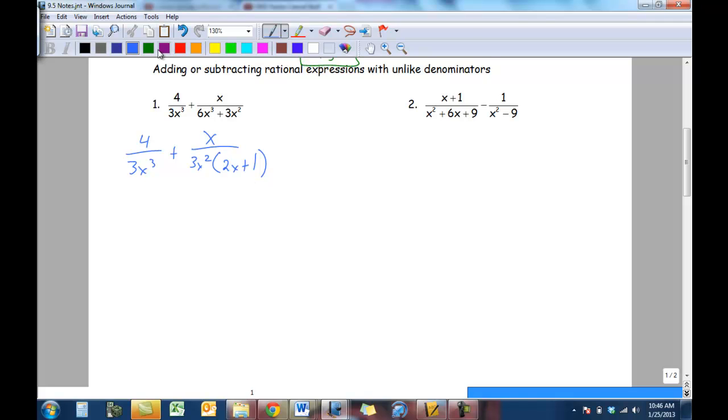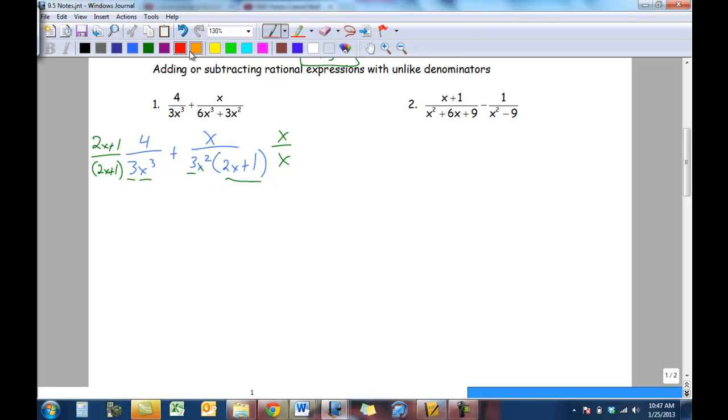Okay, so look at these denominators. The denominators are 3x to the third, is this one. Now this one has a 3, just like this one does, but it only has x squared. So what's this one missing? This is x squared. It should be x to the third. So this one is going to need an x for sure, so that we have 3x to the third. But this denominator also has this 2x plus 1, which the first fraction is missing. So this is going to need a 2x plus 1 on top and bottom.